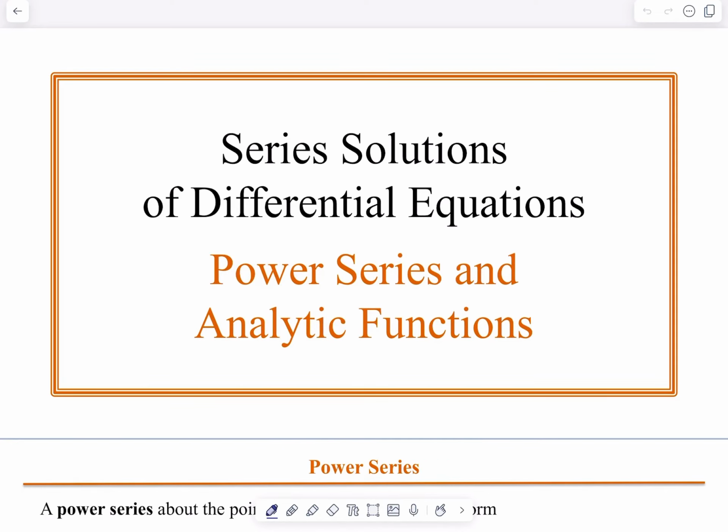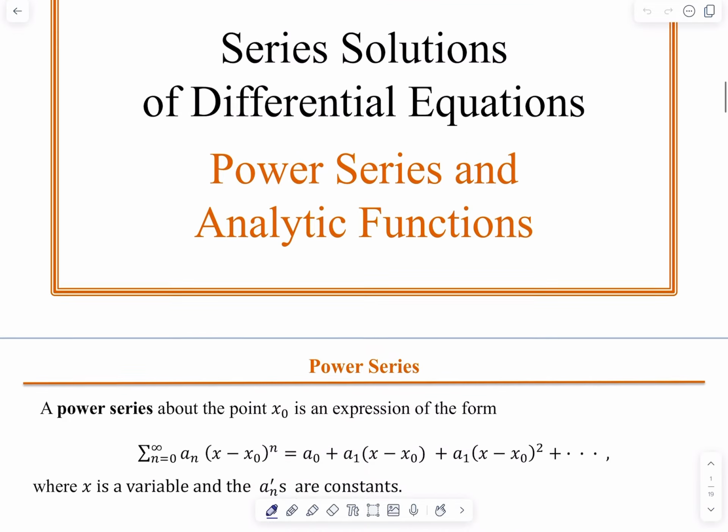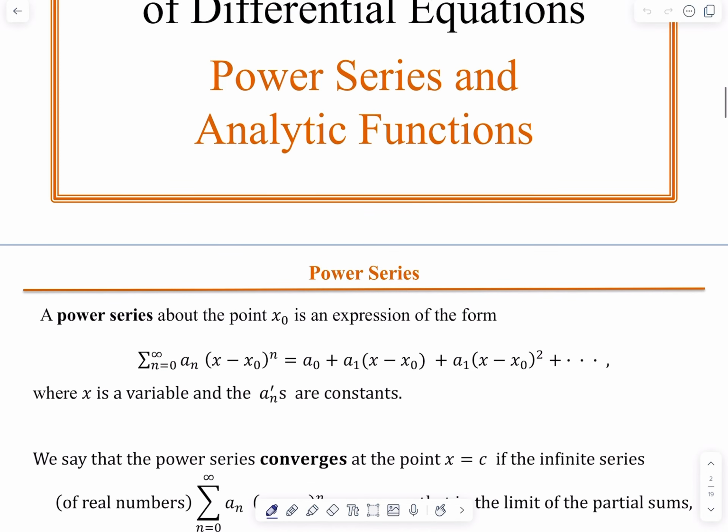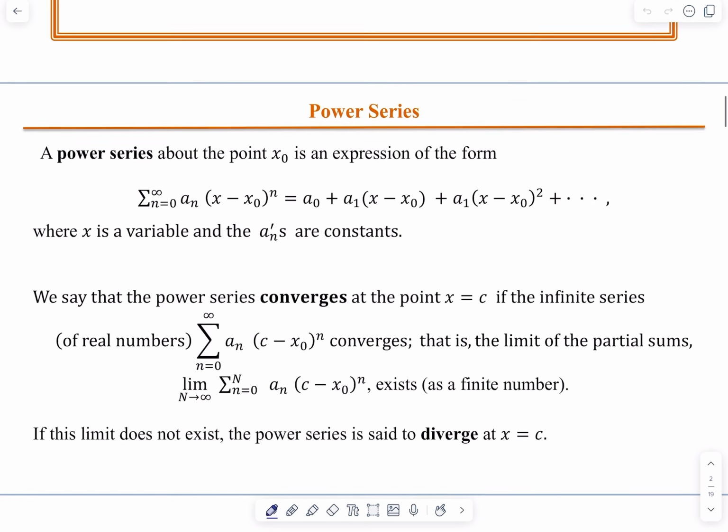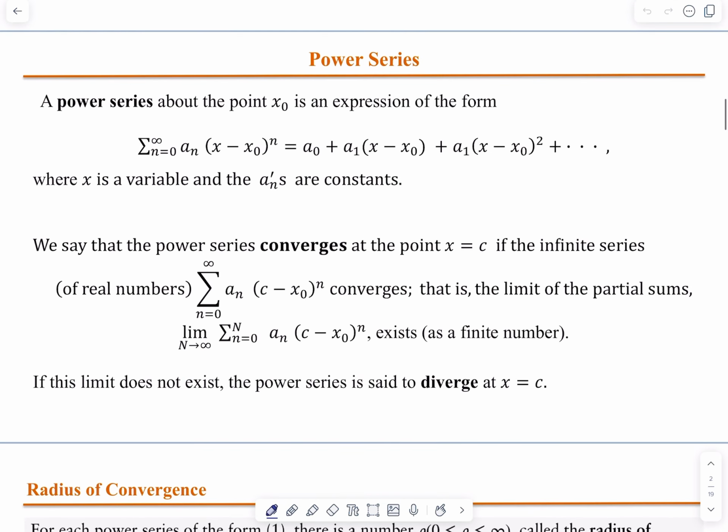This is series solutions of differential equations, and in this video we're going to be talking about power series and analytic functions. We're going to begin with power series. So a power series about the point x naught is an expression of this form.